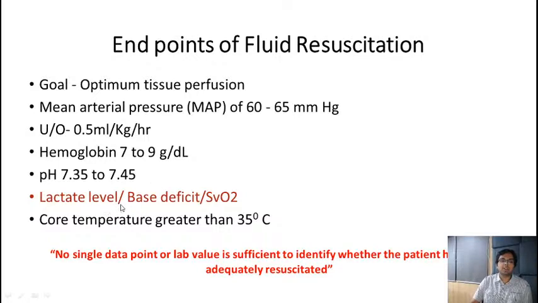We have to achieve normal lactate levels, the base deficit, and the systemic mixed venous oxygen saturation, and a core temperature of greater than 35 degrees Celsius. However, we should always remember that no single data point or lab value is sufficient to identify whether the patient has been adequately resuscitated or not.